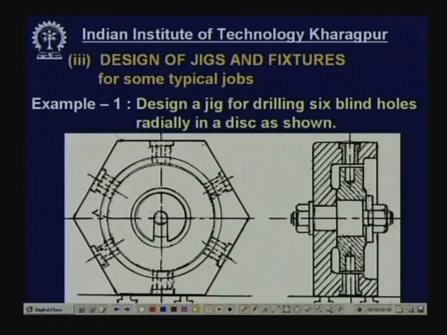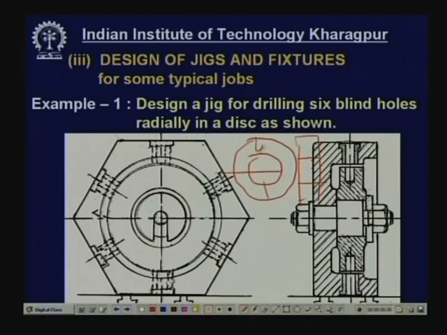The task is there is a disc, hollow disc. You can call it a ring also. Now, here 6 holes have to be made, blind holes, not up to the center. Let us see clearly. This is the blank hollow disc with sufficient thickness.